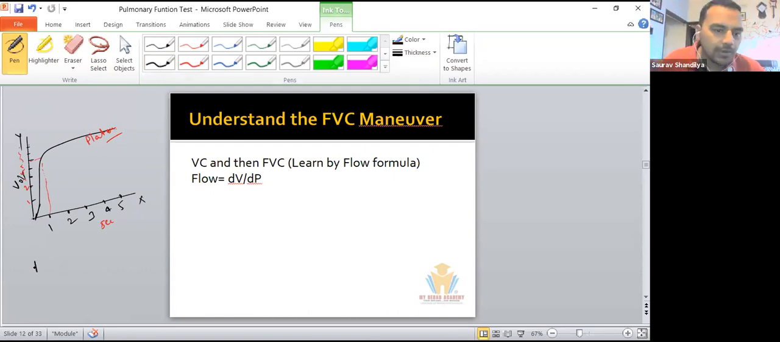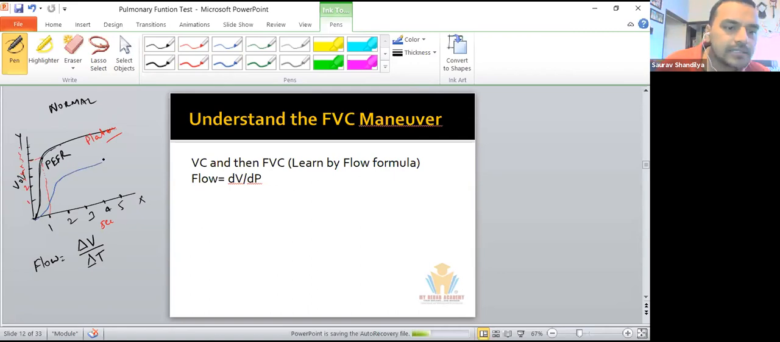If we talk about the flow, let me talk a little mathematically. Change in the volume over change in the time. So I'm talking about flow. You can see the change in volume happening over the change in time. Very simple to understand. This is the normal graph I'm telling you. At the end of 1 second, whatever volume you have expelled, that we say is the peak expiratory flow rate, PEFR.